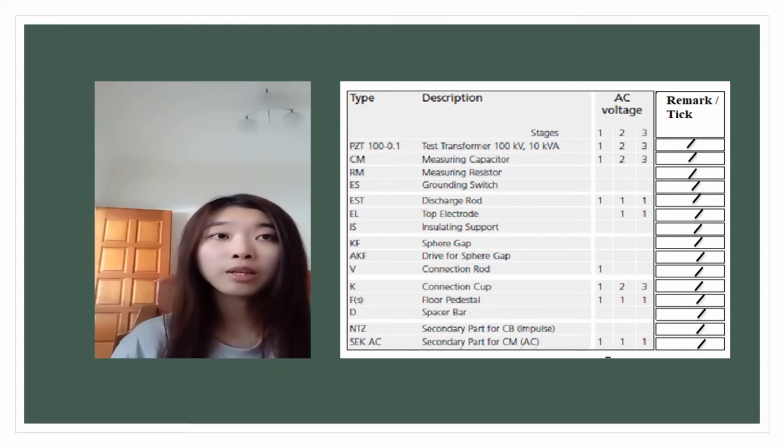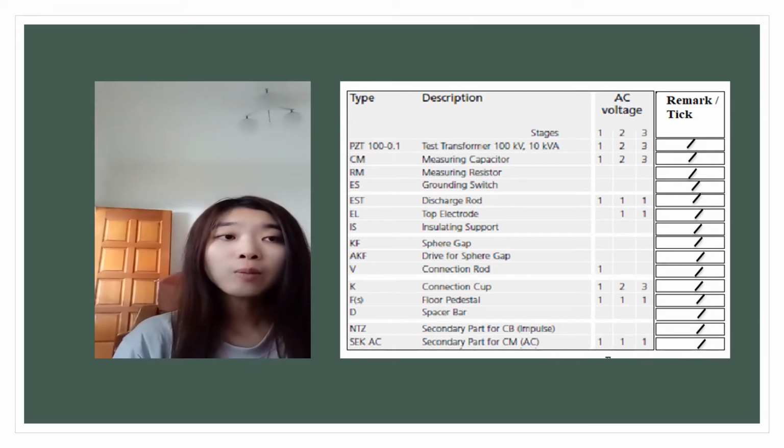El is the top electrode for AC 2 and 3 stage. A top electrode on the test transformer is recommended to avoid corona effect. As is an insulator support that can be used as an insulating component.